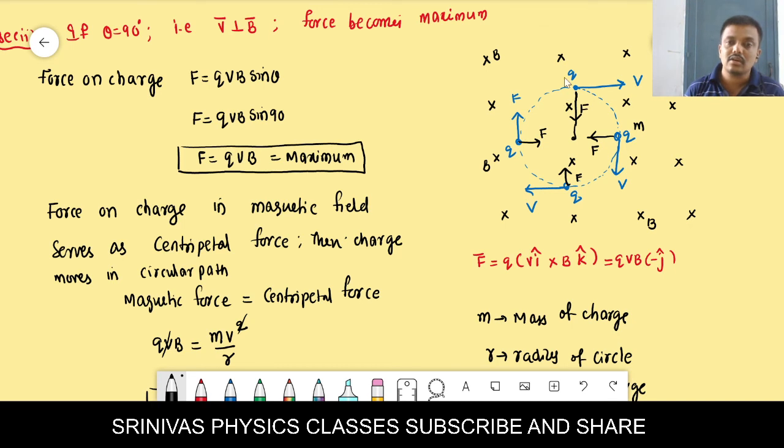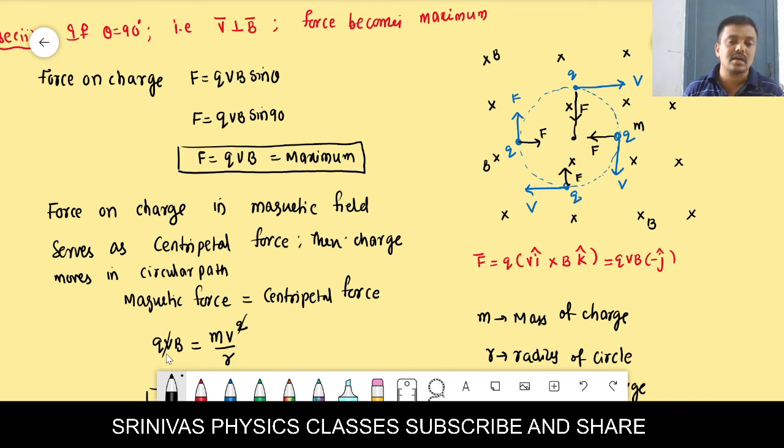Right? Here, the crosses represent the magnetic field. If charge enters in that, a force will act on it. That force acts like a centripetal force, and that centripetal force makes the charge move in a circular path. It is moving like this, and the centripetal force is always acting towards the center of the circle.